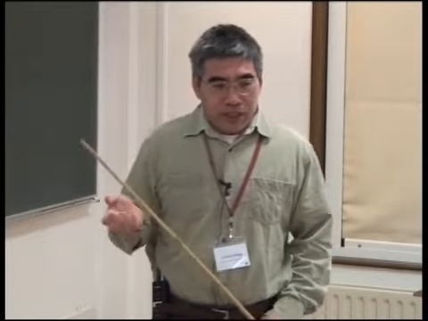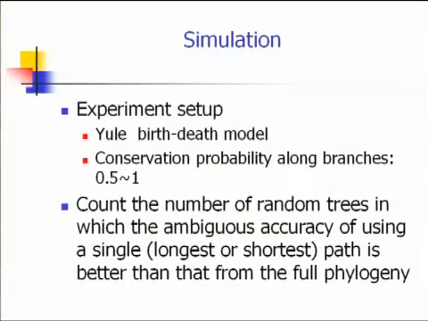So when the tree is not balanced, this observation occurs. To see how often this happens, we did some experimental analysis. We generate random trees according to the U model, where we assign a conservation probability along each branch. Here, the conservation probability is the same on all the branches.